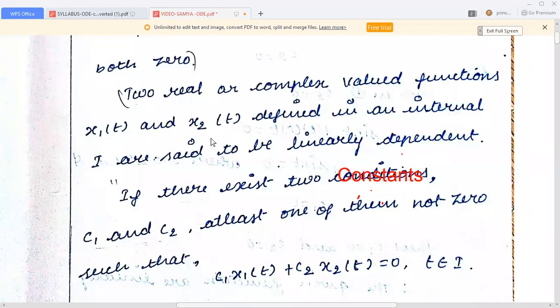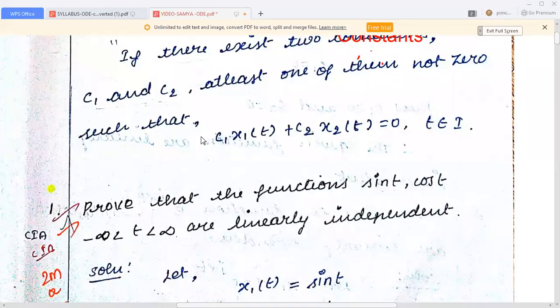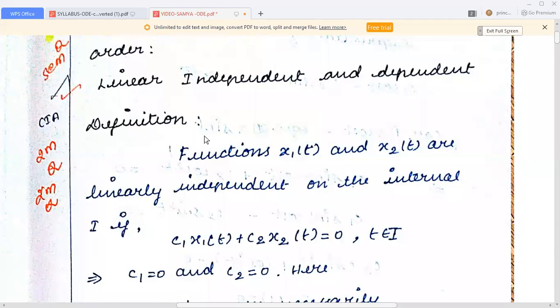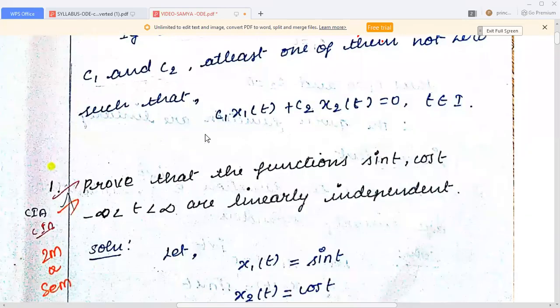Two real or complex valued functions x1 of t and x2 of t defined in an interval I are said to be linearly dependent if there exist two constants c1 and c2, at least one of them not 0, such that c1 into x1 of t plus c2 into x2 of t equal to 0. So based on the definition of linearly independent and dependent, now we are going to do some problems.